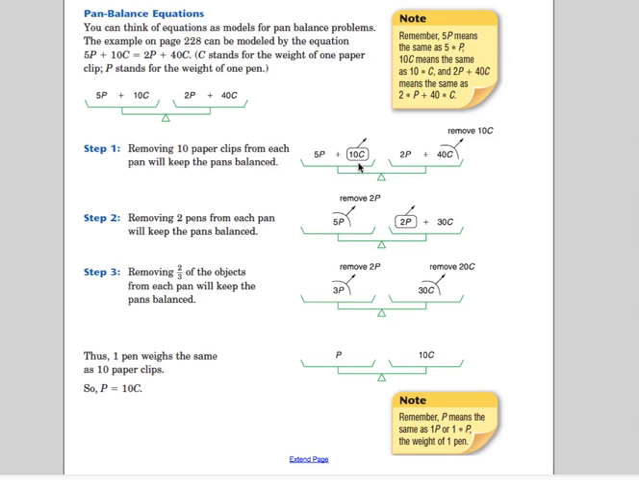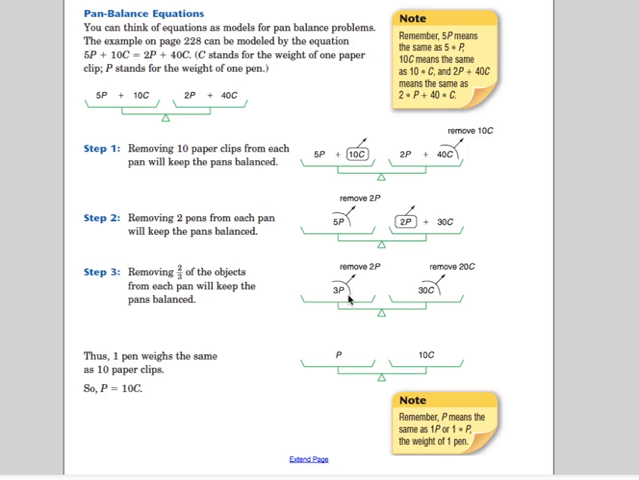Okay, we can remove 10c from each pan. If I take 10c out here, we're left with 5p on the left and 2p plus 30c on the right. Then we can remove 2p from both sides. And now we're left with 3p on the left and 30c on the right. Now we can think of either removing 2/3 of the objects, or I personally prefer to think of it as like divide by 3.